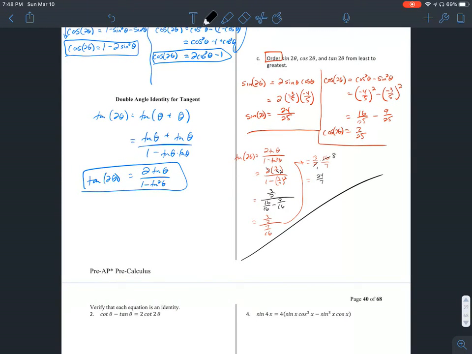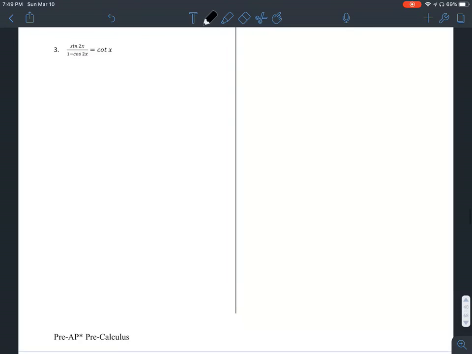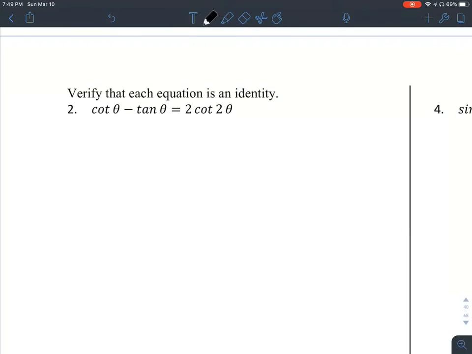Order these double angles from least to greatest. So cosine of 2 theta is the smallest. Sine of 2 theta is the middle one. And tangent of 2 theta is the largest. Cool. Hey, we're almost done. Verify that each of the following is an identity.